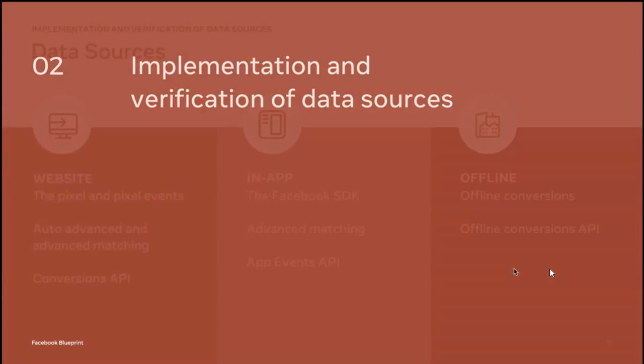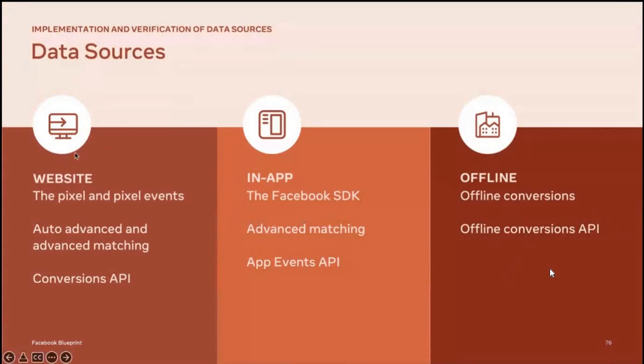As you know, for websites you have Pixel, automatic advanced matching and manual advanced matching, and Conversion API. For app you have Facebook SDK, advanced matching, and App Events API. For website you have Conversion API, but for app you have App Events API. And for offline conversions you have offline conversion and offline Conversion API. So Conversion API can help you understand information that is happening on your website and on your brick and mortar store, but not on your app.